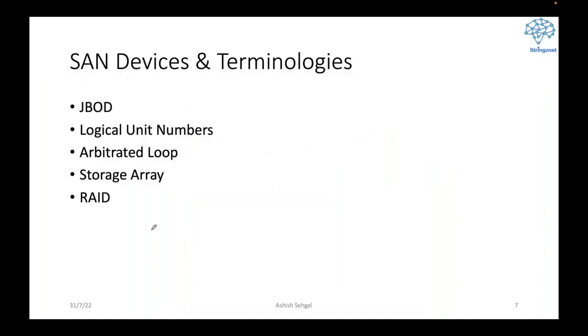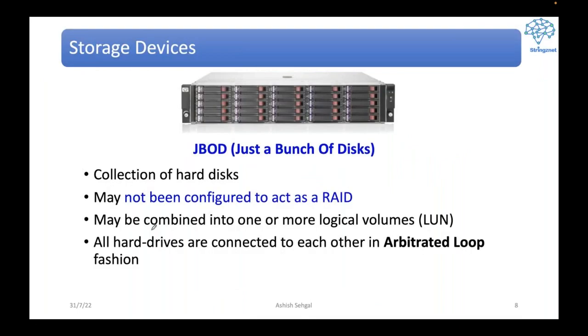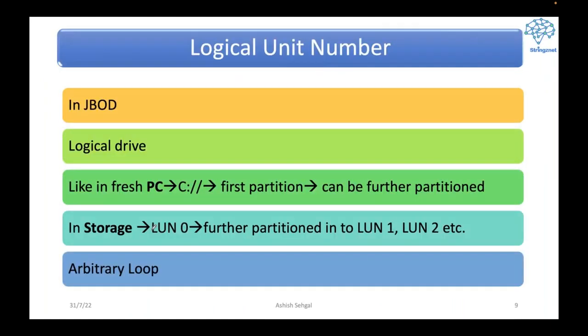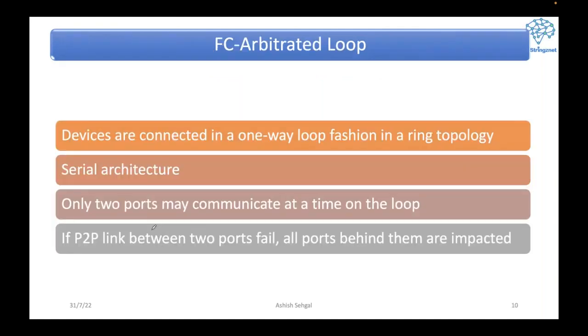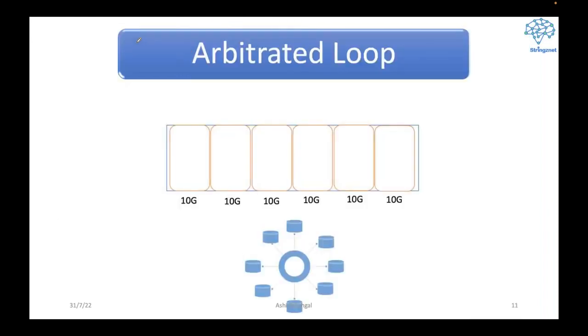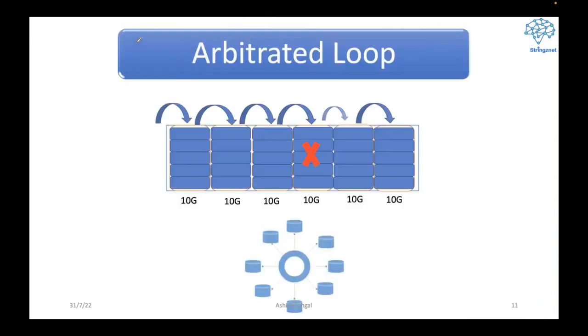In this, we will be talking about JBOD, just a bunch of disk. What is this? What is the purpose of JBOD? What is logical unit number? The purpose of logical unit number. What is the technology called arbitrated loop? How this arbitrated loop technology works? What is the disadvantage of this arbitrated loop technology? Where do we happen to see in which device this technology?